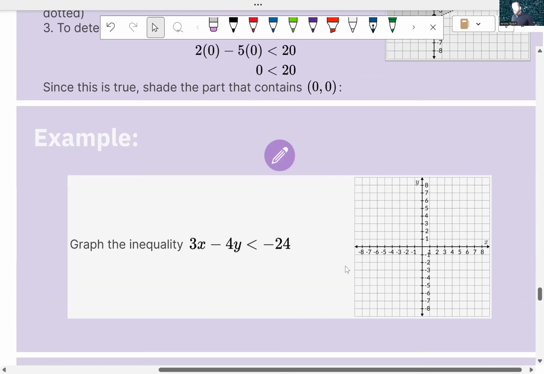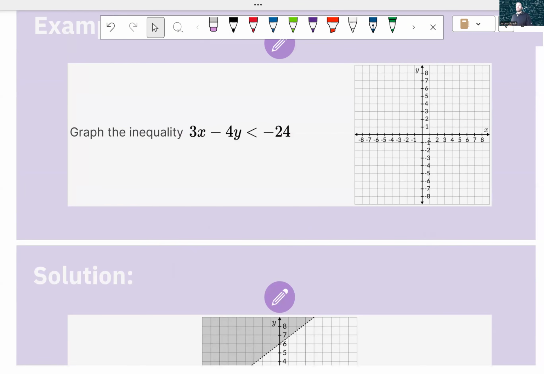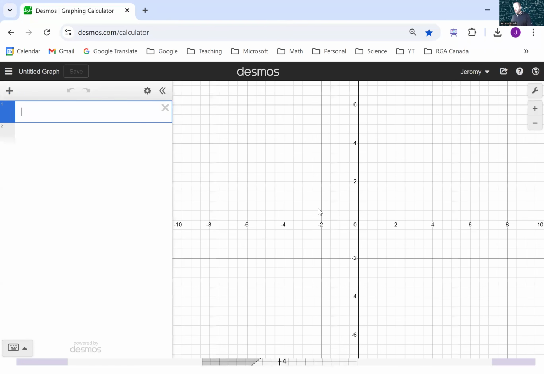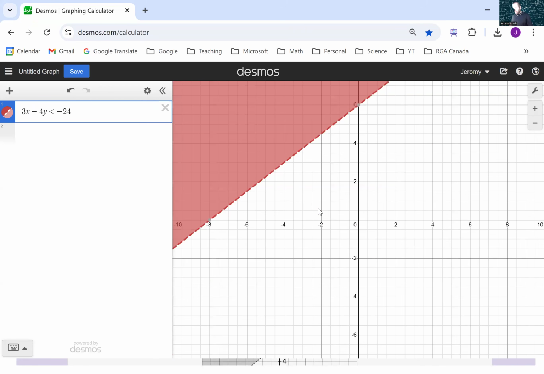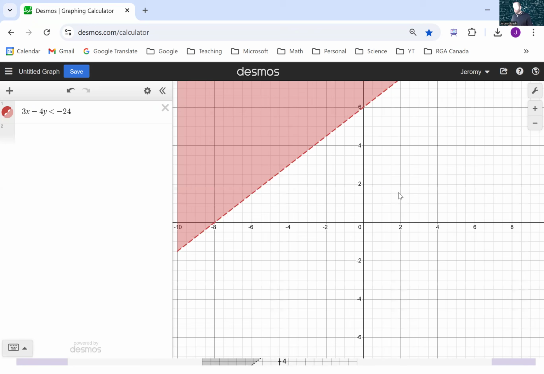All right, and this last one says graph the inequality. You can just graph these on Desmos. So here's how to do that on Desmos. 3x minus 4y is less than negative 24. And you could just press shift comma to do less than, or you can go to the keyboard and there's less than symbols with greater than, less than on there as well.